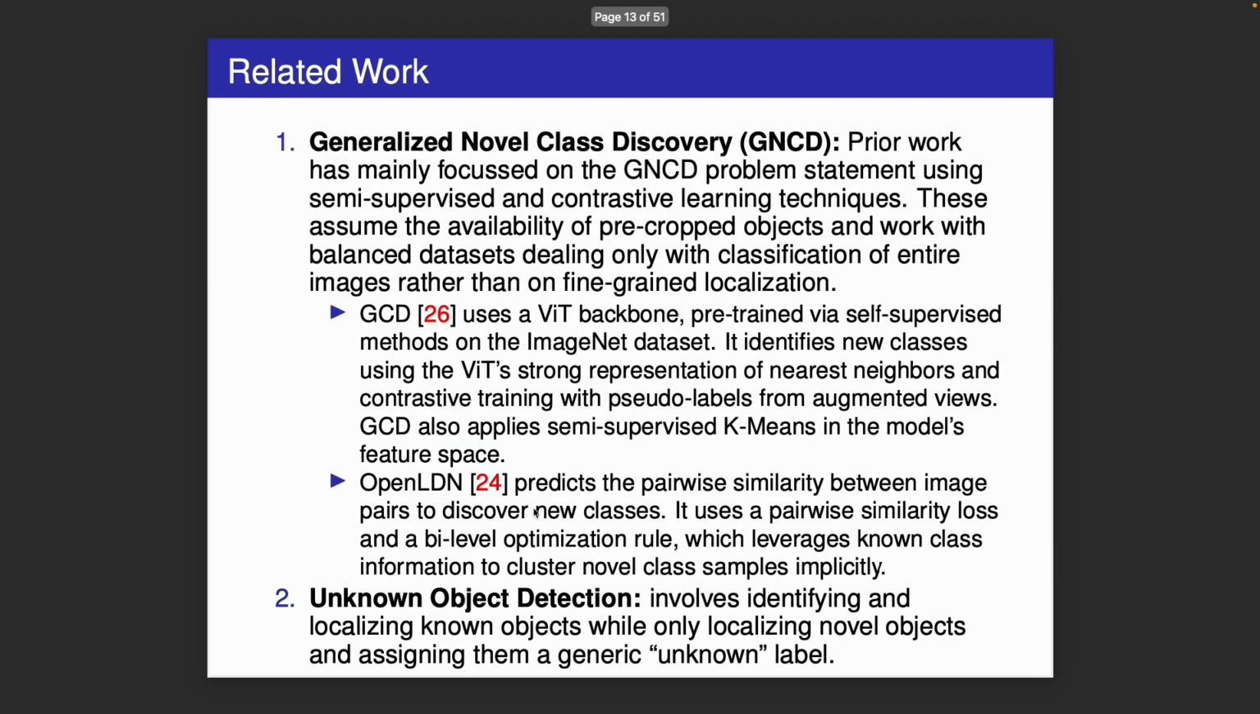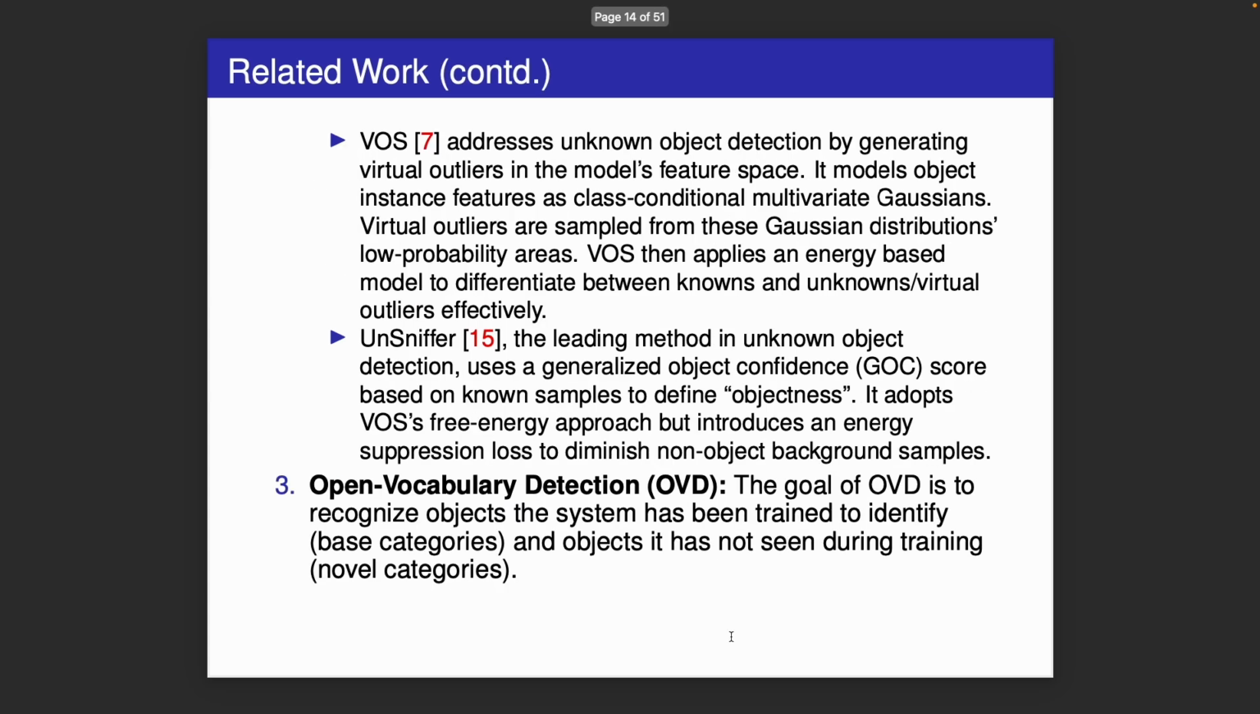Related work is GNCD, which has mainly focused on semi-supervised and contrastive learning techniques. They also only focus on classification and do not do localization. So these are some of the methods. Unknown object detection is another method which involves identifying and localizing known objects while only localizing novel objects without doing any classification. VOS and UnSniffer are two such methods in this field.